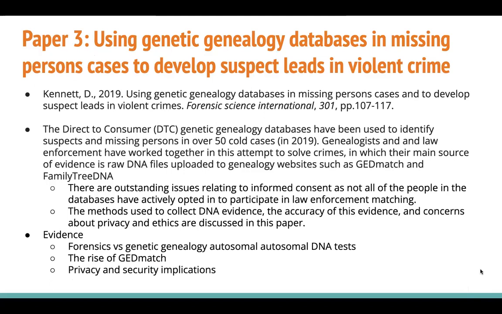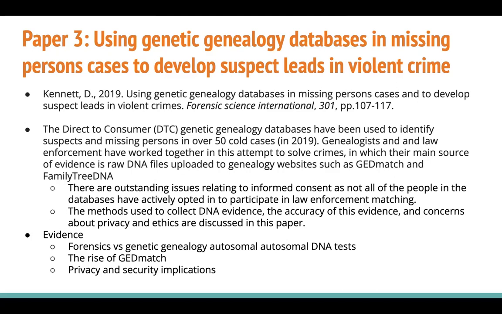Awesome. Okay, so I had paper 3, and it was titled Using Genetic Genealogy Databases in Missing Persons Cases to Develop Suspect Leads in Violent Crime. Direct-to-consumer genetic genealogy databases have been used to identify suspects in over 50 cold cases. This was in 2019. Genealogists and law enforcement have worked together to solve crimes in which their main source of evidence is raw DNA files uploaded to genealogy websites such as GEDmatch and Family Tree DNA.